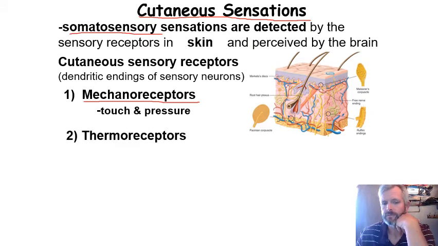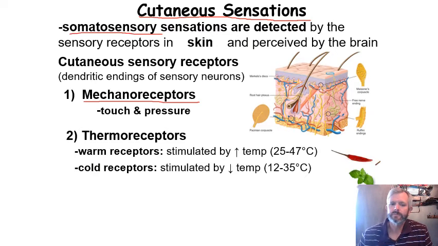Thermoreceptors, we respond. If you jump in the ocean, you feel the cold because those thermoreceptors on your skin are responding to that change in temperature. And we'll see there's a range within these. Warm receptors 25 to 47, cold 12 to 35. You can see there is an overlap. So there's a region in which these receptors might be responding equally between that 25 and 35. Not equally, but they have some overlap in there.